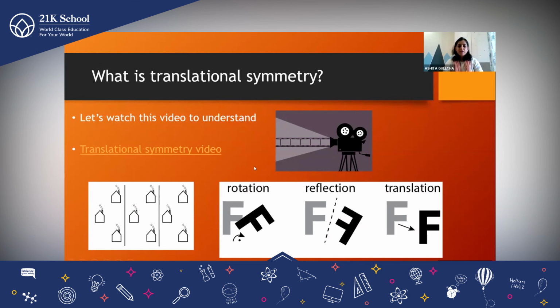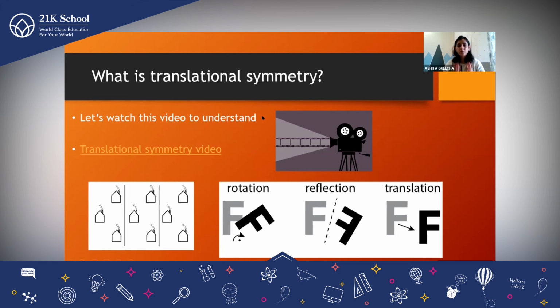So translational symmetry, what is translational symmetry? Here the object is shifted. The object can be moved. The object has undergone a slide, but without any reflection or rotation. You can see this shape has shifted without any reflection or rotation. Only the location of the object changes. That is translation. Here you have the difference between all 3 types of symmetry: rotation, reflection, and translation.